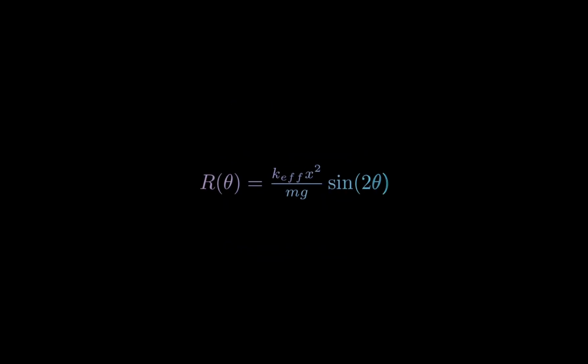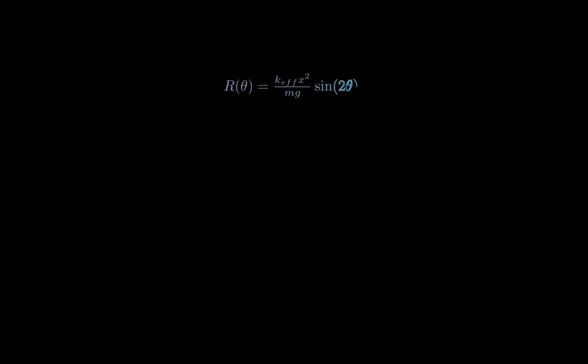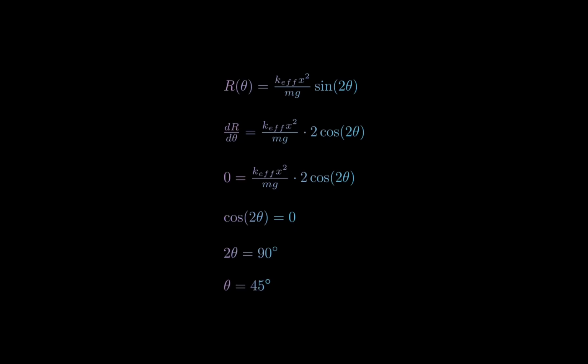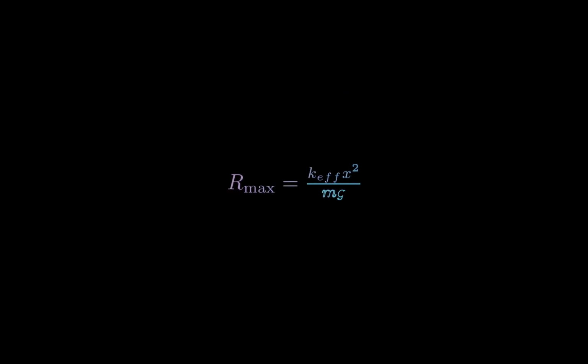We want to optimize the range. So to do this, we can find the optimal angle by setting the derivative of range with respect to theta equals 0. We solve cosine 2 theta equals 0, 2 theta equals 90 degrees, and we get theta equals 45 degrees. So hence, we get our equation of motion for range as k effective over mg times x squared. And here's a demonstration of how we expect our projectile to work.